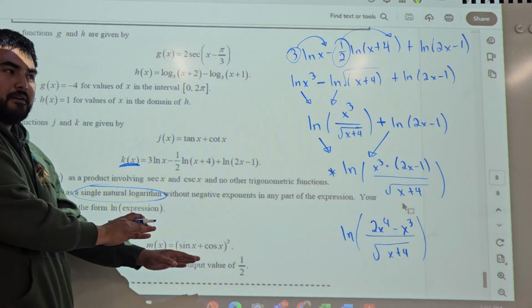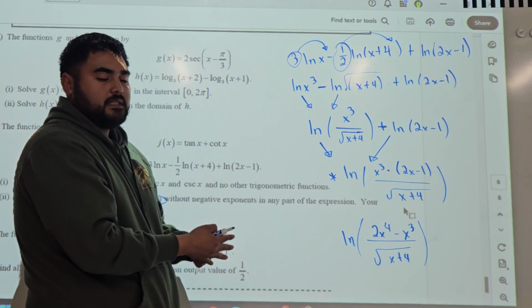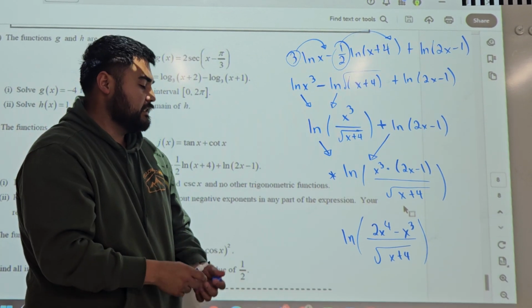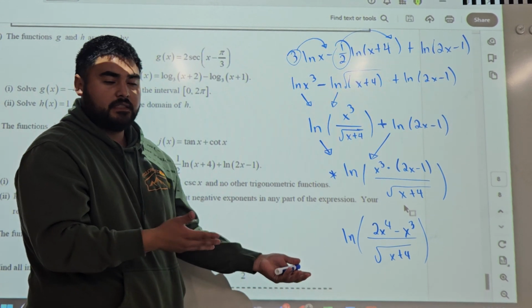I think we did like 5 examples, but I think you guys get the point, right? Natural logs, condensing or expanding. Same concept. They show up a lot. Either you're solving for the logs or you're, again, condensing or expanding.